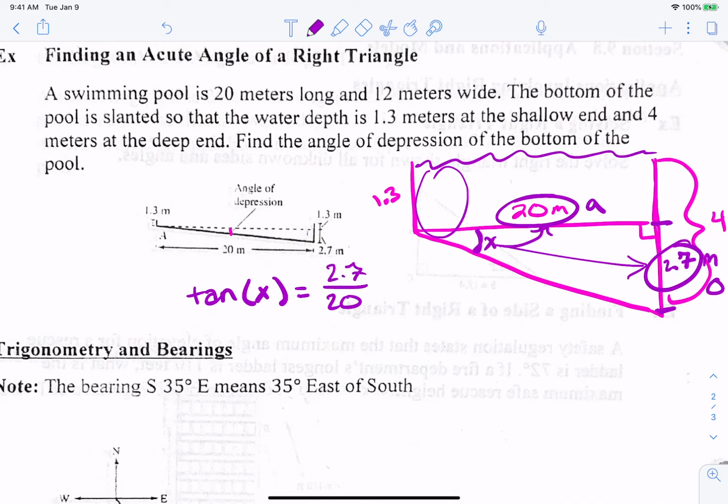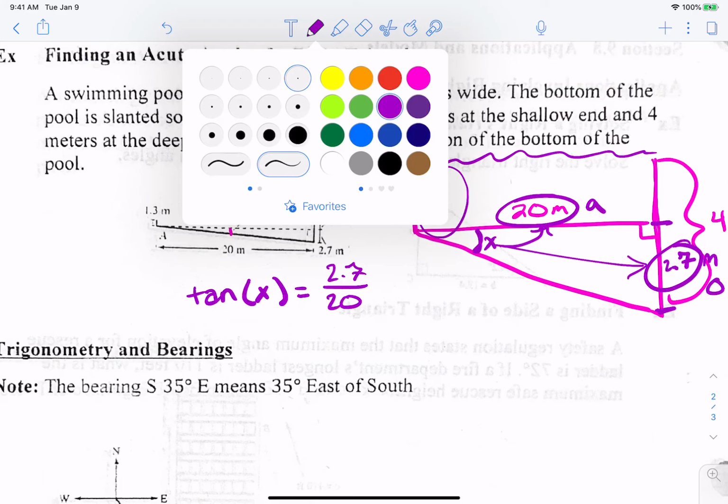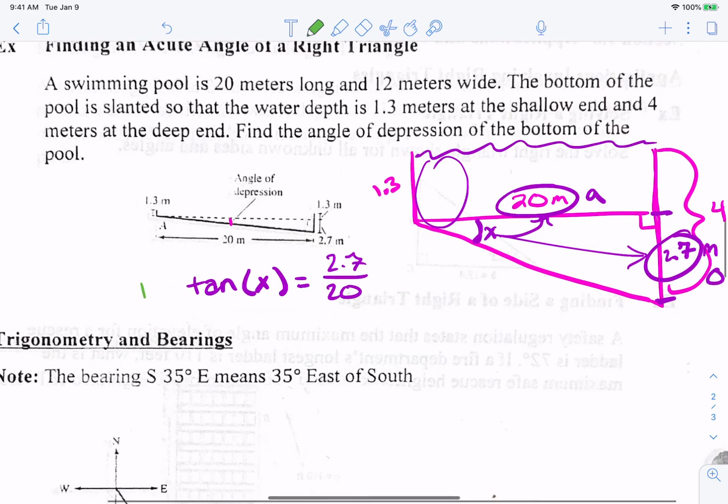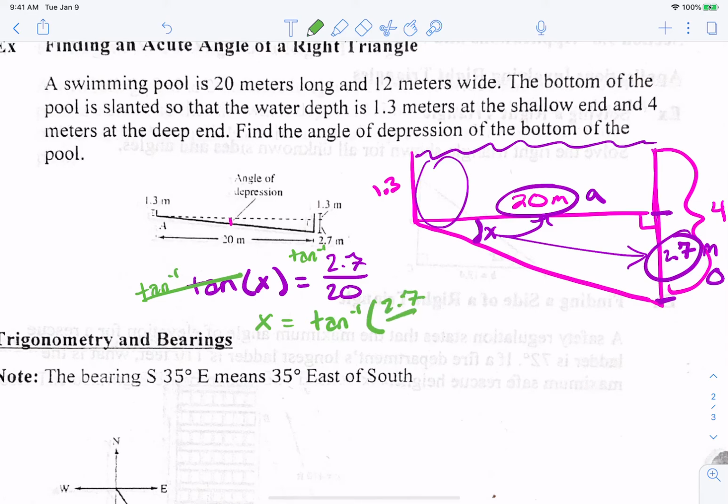Now we're trying to solve for that x, and x is inside of the tangent. How do we get rid of the tangent? We can't divide by tangent because the x is stuck inside of that. So to get rid of it, we do inverse tangent. For inverse tangent, make sure you're in degrees. 2.7 divided by 20. This whole section, you're going to want to make sure you're in degrees.